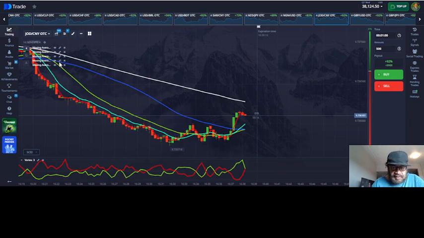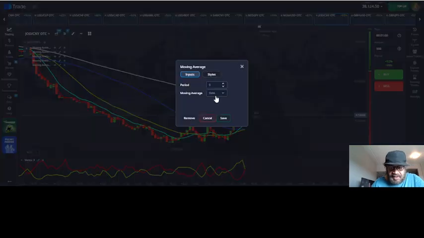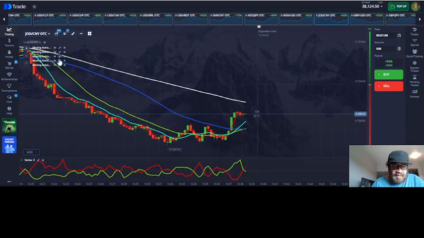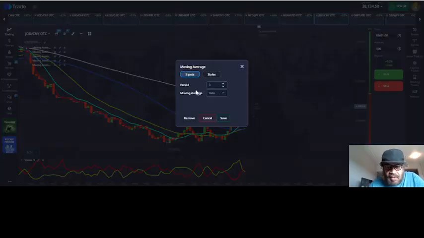the 9 simple moving average, which is the turquoise line, and finally, the last SMA will be the 3 simple moving average. I've set them all to 3 pixels in line width.